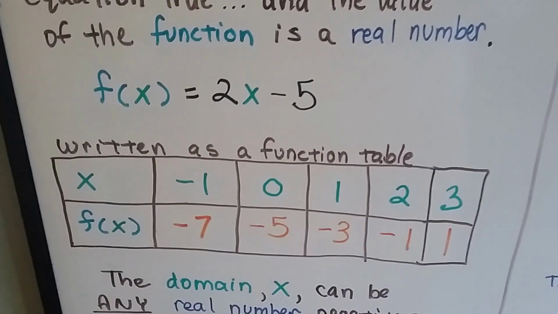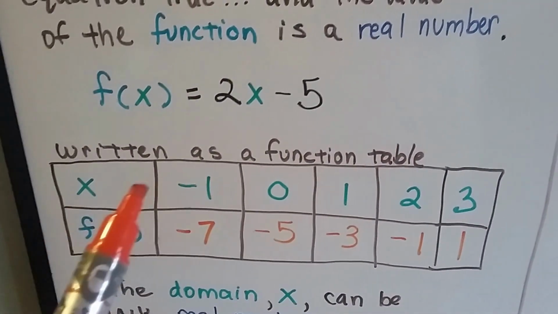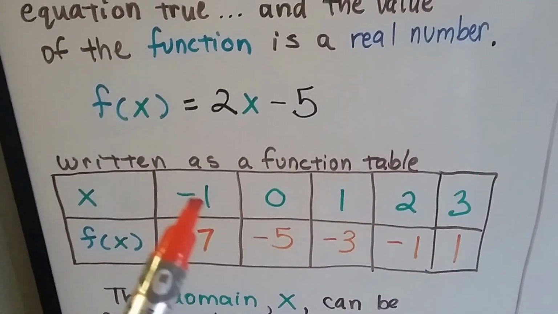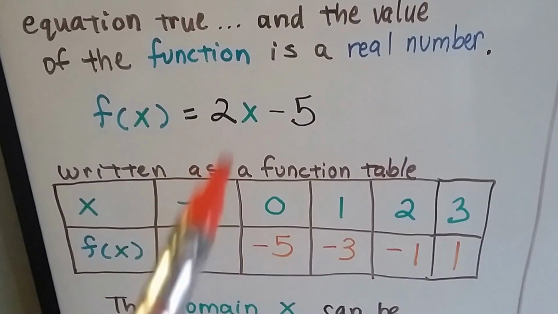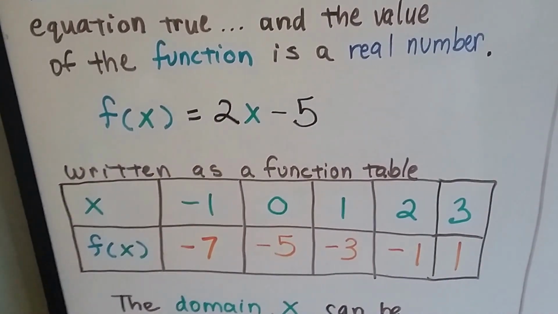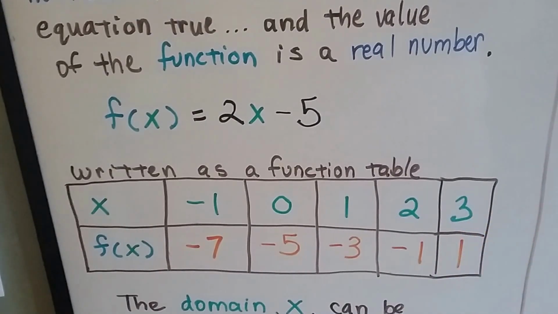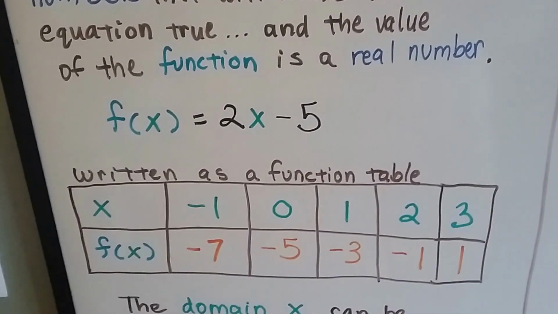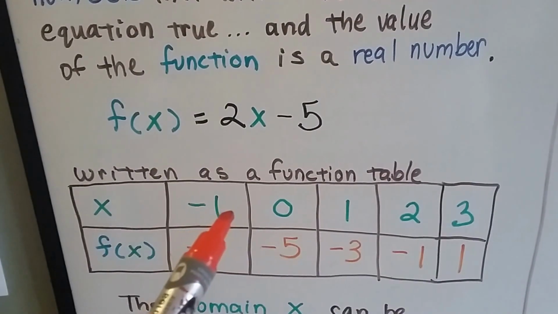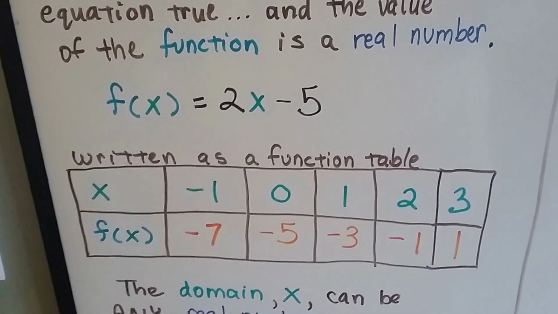So take a look at this. We've got the function of x equals 2x minus 5. We can plug in any one of these values for x and make the equation true. We can go into infinity in the negatives, and we can go into infinity with the positives. We've got negative 1, 0, 1, 2, 3. It could even be decimals. It could even be fractions, and it could make this true.